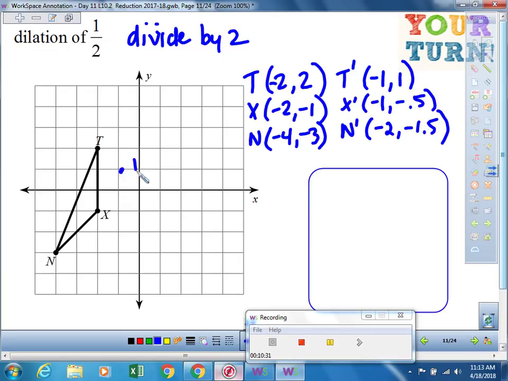-1, 1, that's going to be T prime. -1, -1/2, right here, X prime, and then -2, -1.5, that is N prime. So again, it should remain the same shape, just smaller. Okay, any questions?